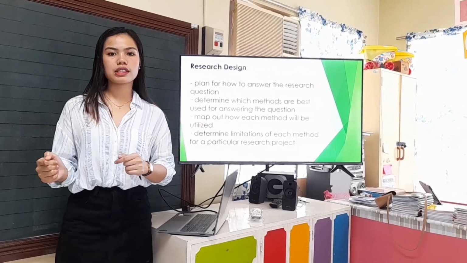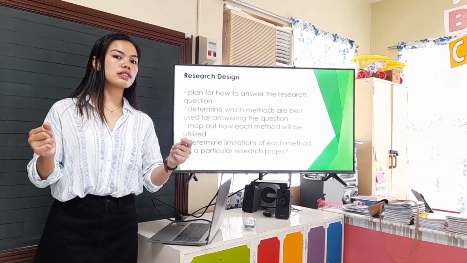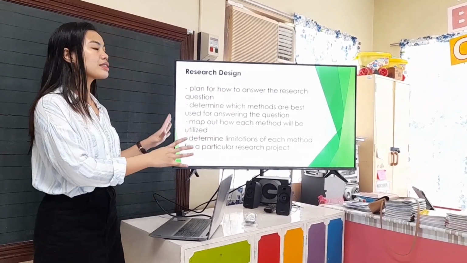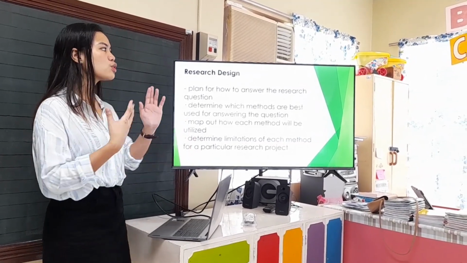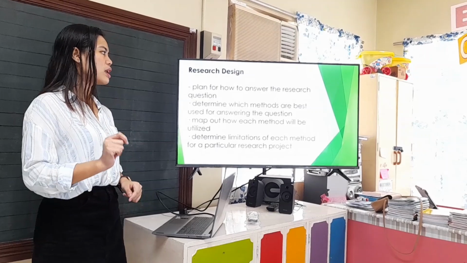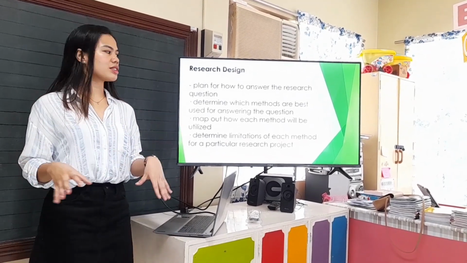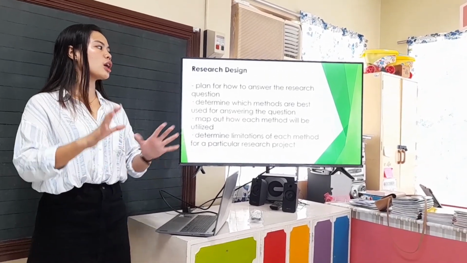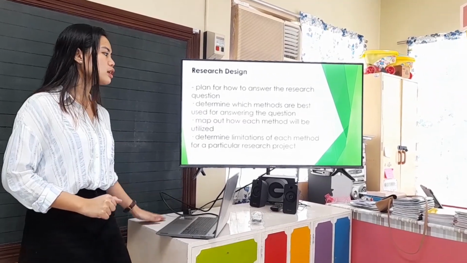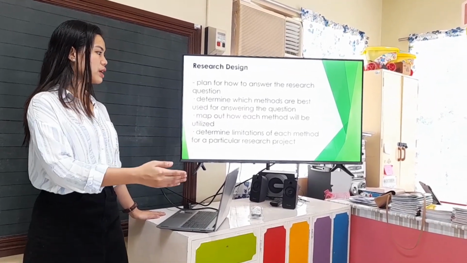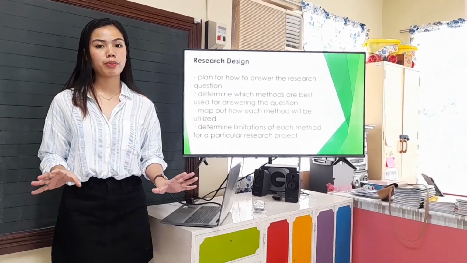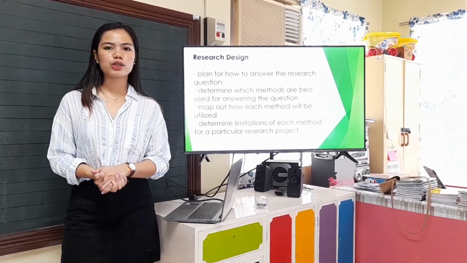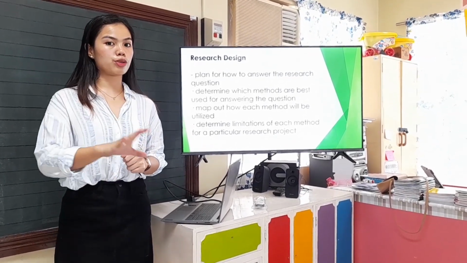Research method and research design can't be separated from each other, since when you have the method, you also need to have the design of each research. This research design is basically the plan for how to answer the research questions. That's the first one. It also determines which methods are best used for answering the questions. It also maps out how each method will be utilized, and it determines the limitations of each method for a particular research project. So basically, research design is also a guide for us on how we can do the research properly.